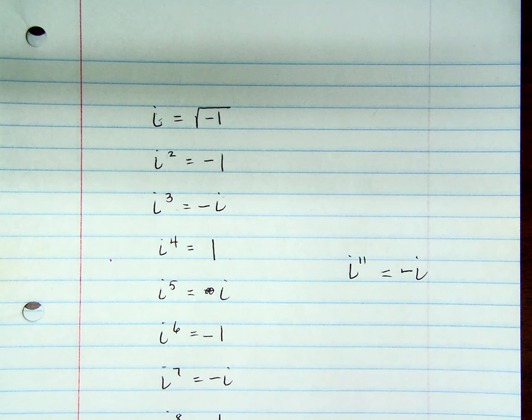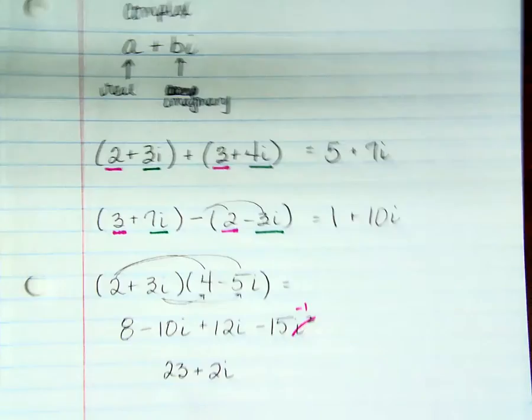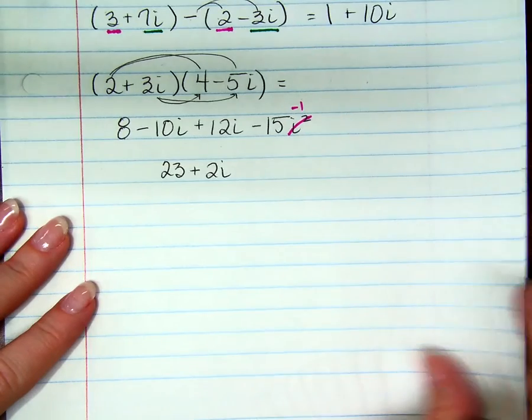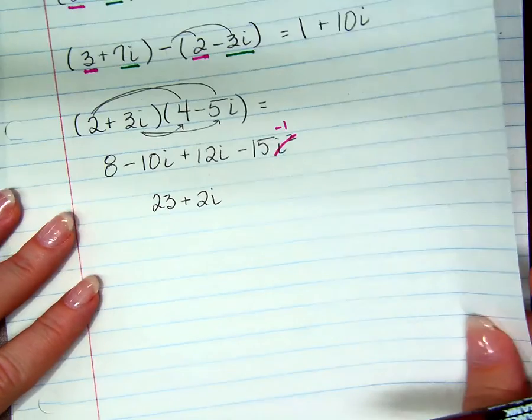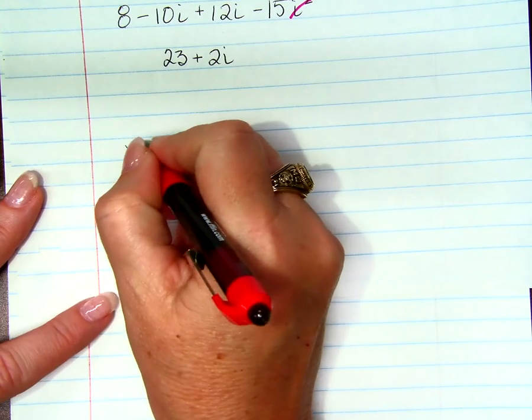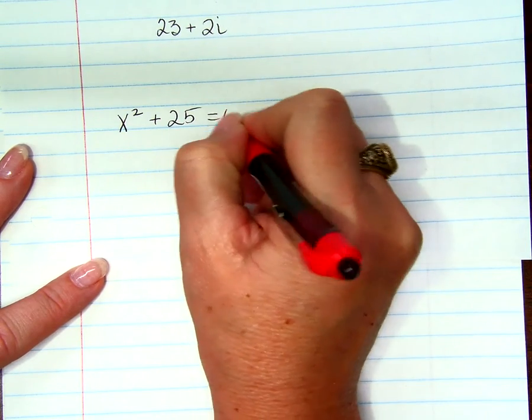So, a couple more things from your notes, for your regular notes. Okay? So back to the show. Back to the regularly scheduled program. Can I see if I can trick you? Okay. x squared plus 25 equals 0.